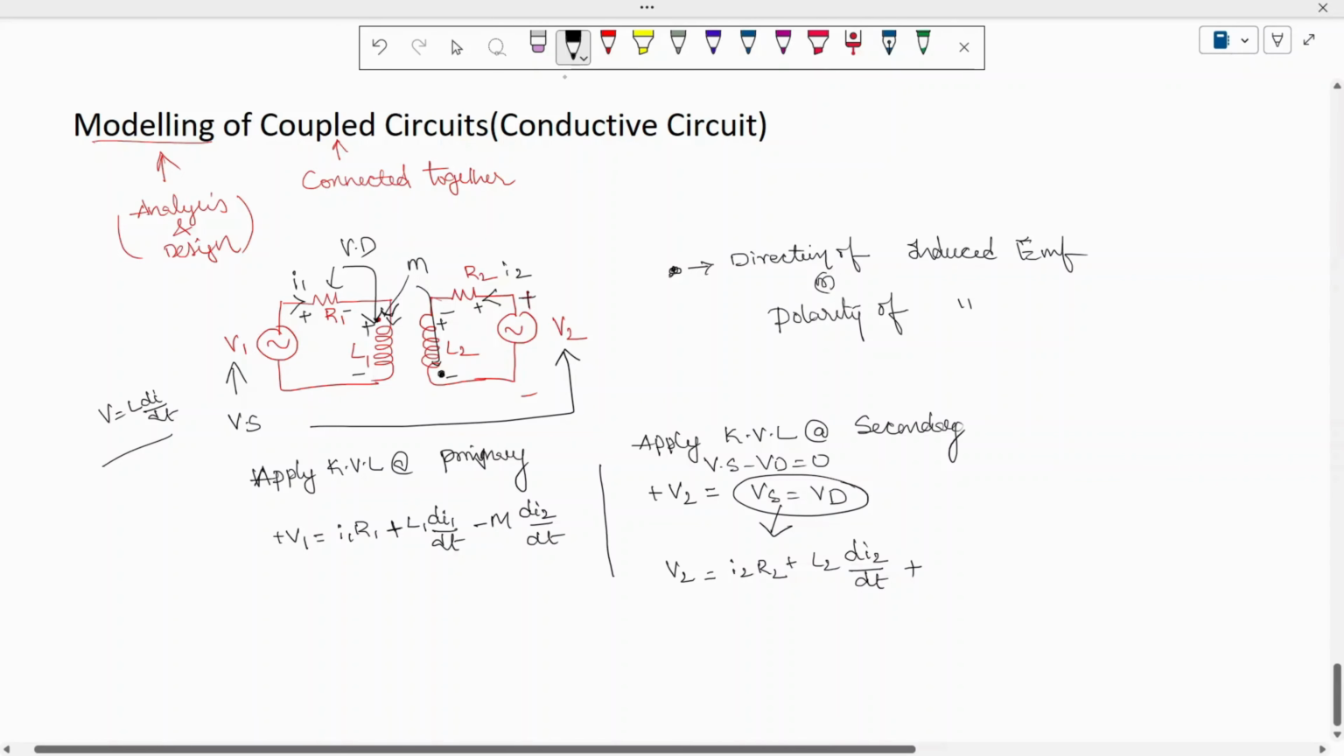In this mutual inductance, to coil 1 the current is entering at the dot, and to coil 2 the current is leaving at the dot. Then we should get it as minus, since plus into minus is minus: minus M di by dt, this mutual inductance being due to the primary coil. This is how to write down the original KVL.